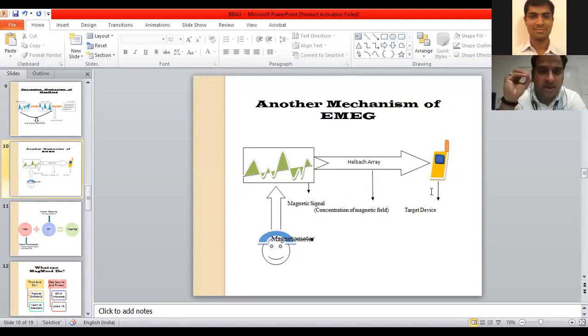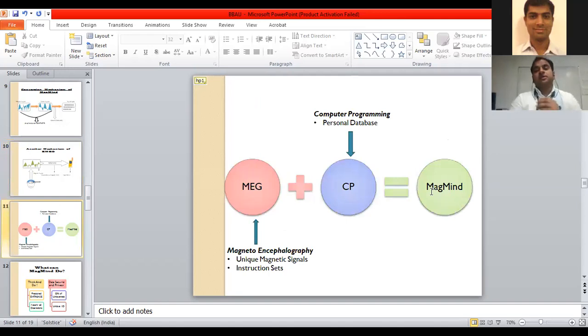Further, we will concentrate the magnetic field to a target device so that the maximum clear picture can be generated. If you want, I can explain it. This is the major part of the mag mind which I am talking about. First is MEG and second is computer programming. MEG is the field of neuroscience, a therapeutic system. When we combine this knowledge with computer programming, we can develop a system which can help us in developing such a technological framework.